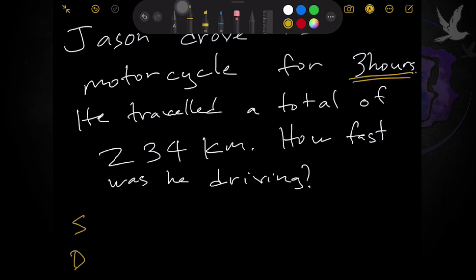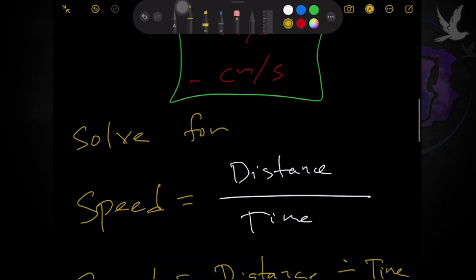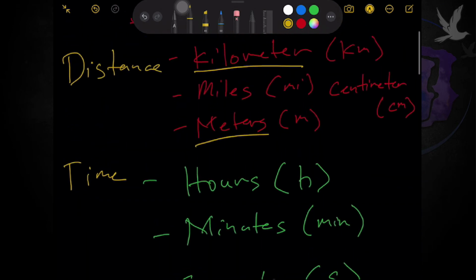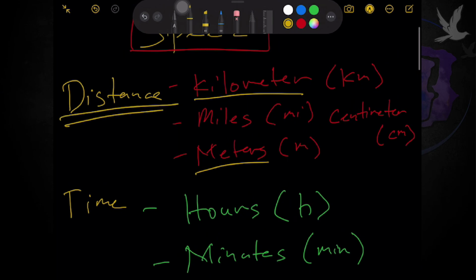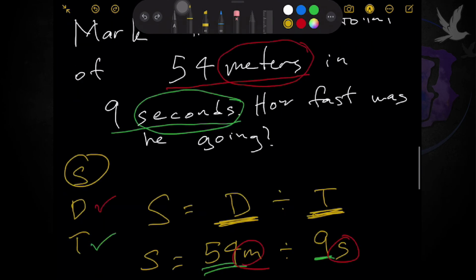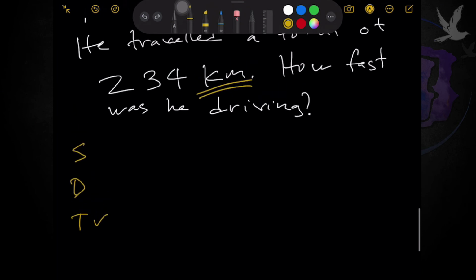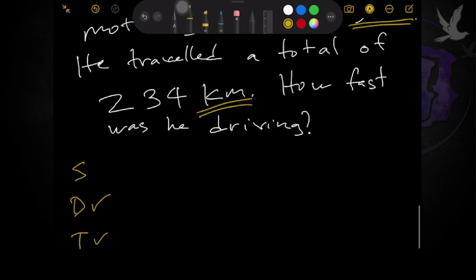He traveled a total of 234 kilometers or km. Kilometers. So, kilometers is what? That falls under? Andun na yan sa taas. I-scroll ko na lang talaga para makita. It falls under distance. So, which means you also have the unit for distance here. So, what's missing here is speed. Which means what you're solving for here is speed.